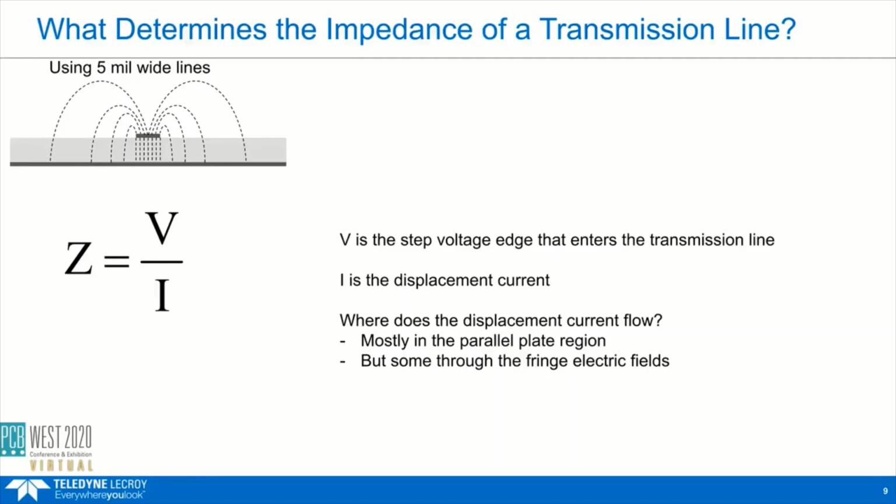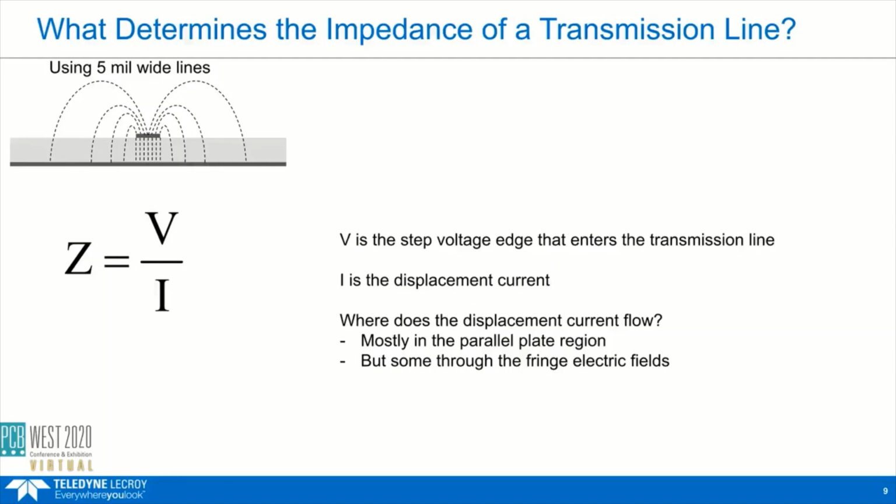If we somehow decrease those fringe fields, we'll have less displacement current between the signal and the return, and less current means higher impedance. And so there's this connection between the shape of those electric field lines, how strong they are, how many there are, how fast they change when that edge goes by. It's those field lines that contribute to displacement current that contributes to impedance. The more the field lines, the higher the displacement current, the lower the impedance.